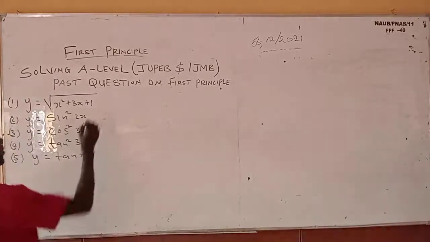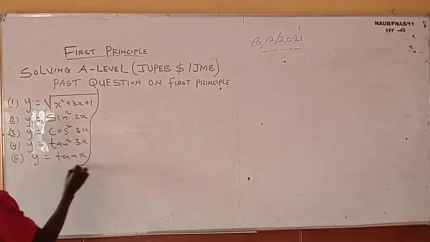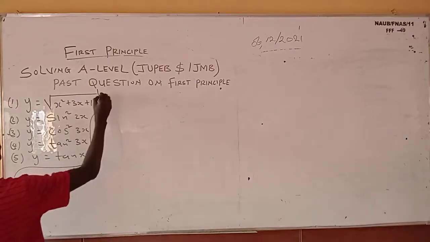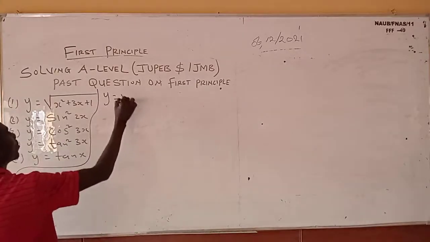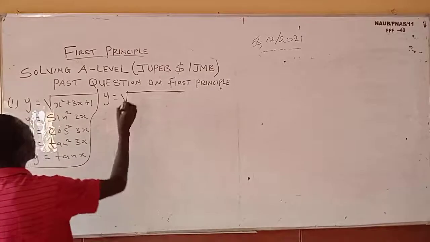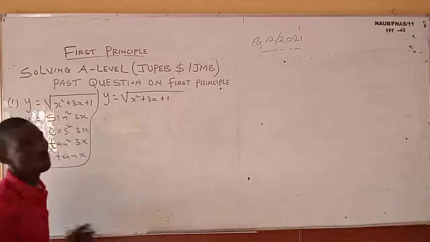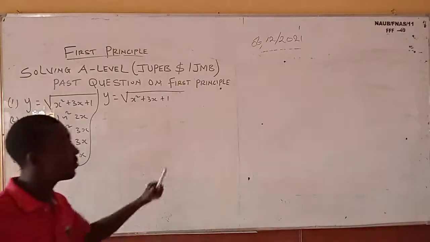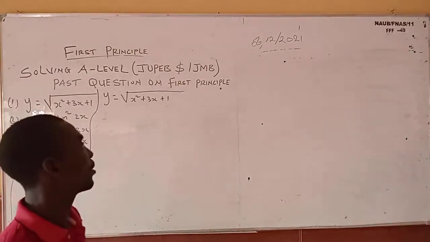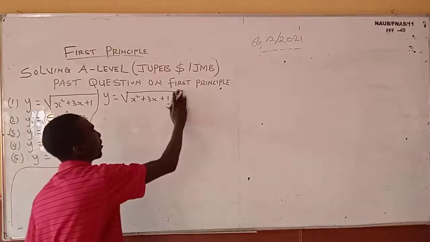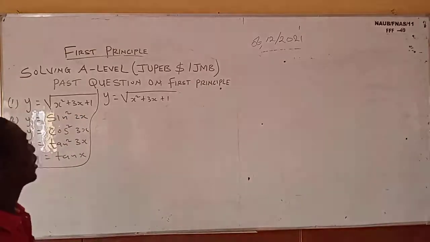Question number 1 is: y equals the square root of s squared plus 3s plus 1. Please, I'll be solving this step by step so you will not lose any mark if you come across something of this type.